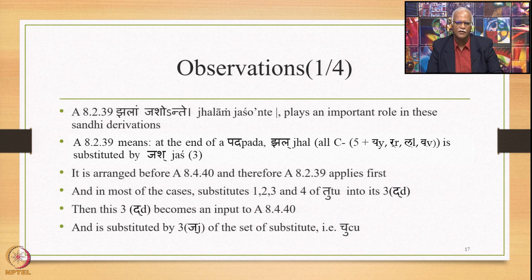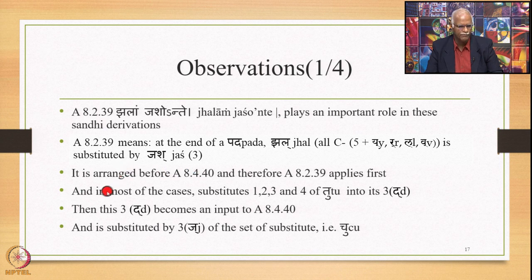We have observed that in most of the cases, jhalam jashonte plays an important role in these derivations. What jhalam jashonte means is the following. It means that at the end of a pada, and we had all the examples of this kind. There weren't any other examples. Even within a pada, then we had two types of examples, one as part of a sentence and one as part of a compound. So at the end of a pada, jhal means all consonants minus the fifth consonant and sh, sh, s, h together. This jhal is substituted by jash. Jash is the third consonant.